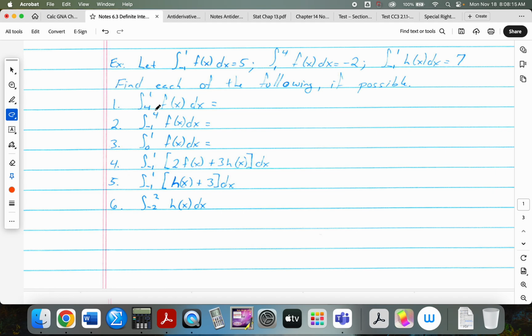So here I have got the integral from 4 to 1 of f of x dx. Well, we know that that's the opposite of the integral from 1 to 4 of f of x dx. If we interchange the limits of integration, we have to multiply by -1. And I know what this integral is, so that's going to be the opposite of -2, which is 2.